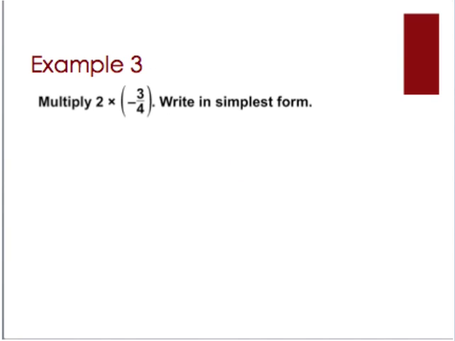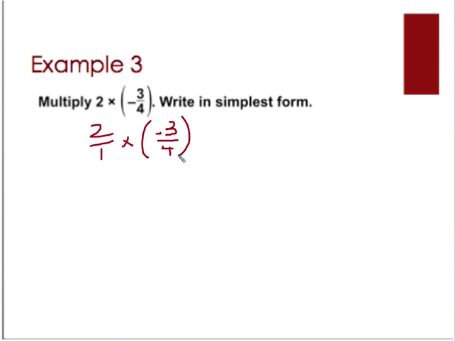So now let's take a look at example 3. In example 3, we have a whole number and a negative number. So there's two things we have to remember. The first thing we have to remember is that when we have a whole number, we just put 1 as our denominator. So I'm going to do that right now. 2 over 1. Now I'm going to times that by -3/4.